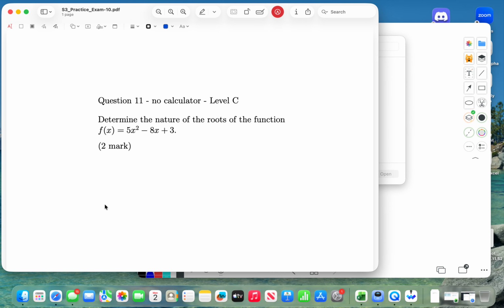We have question 11, and again, there's no calculator in this one. It's to determine the nature of the roots of the function. Now pause the video and have a go at it if you wish. Otherwise, I will continue. So, what does it mean by the nature of the roots of the function?